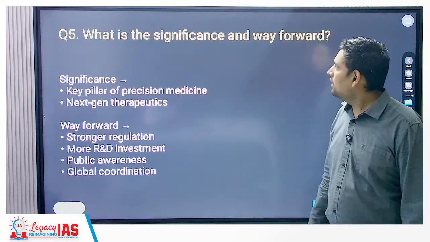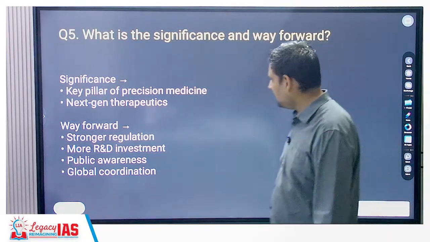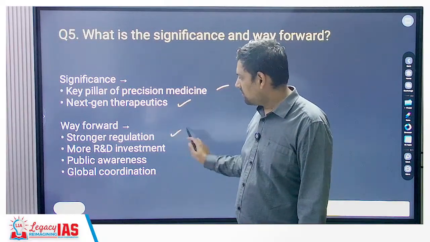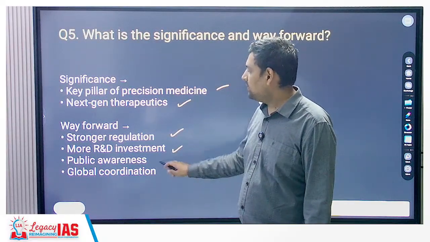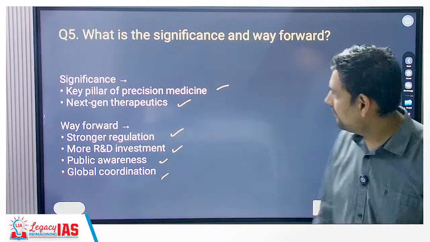Then what is the significance and way forward? So the significance is, this is a key pillar of precision medicine, next gen therapeutics. The way forward is stronger regulation, more R&D and investment, public awareness, global coordination. Very simple. Okay.